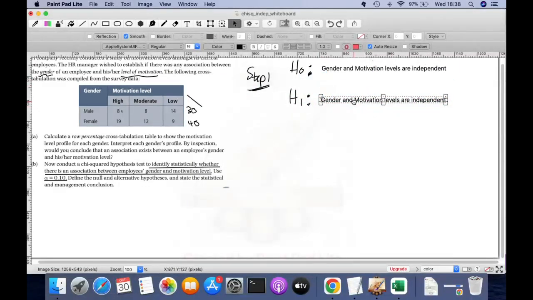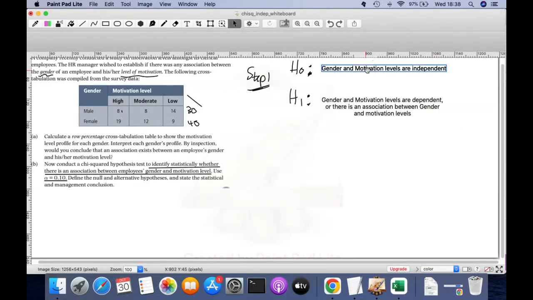You can say, and I wouldn't encourage saying "not independent", just say "dependent". Or, and I'll write it here, you could say there is an association between gender and motivation.